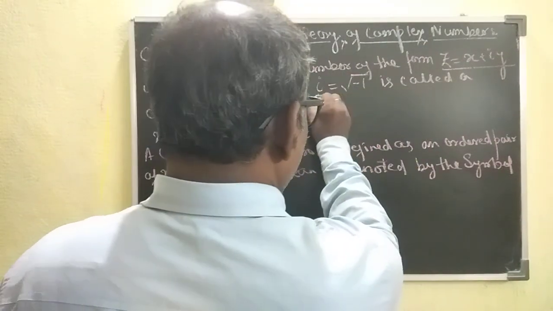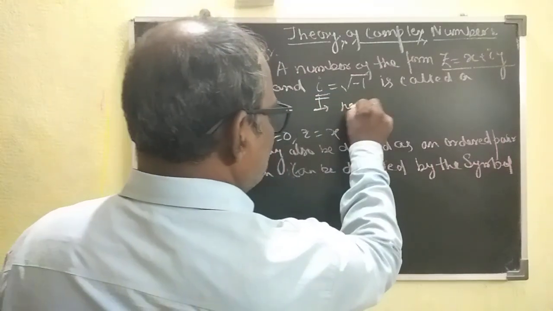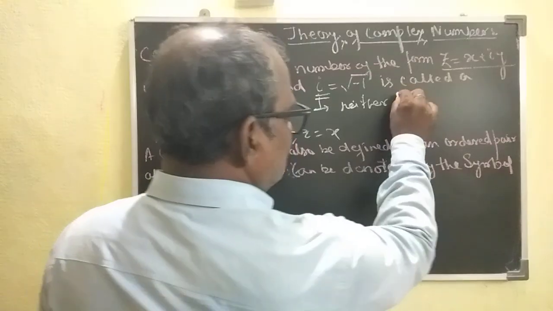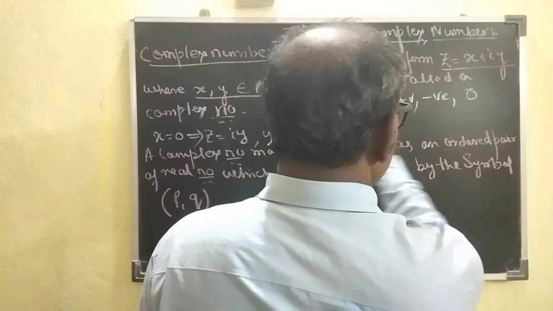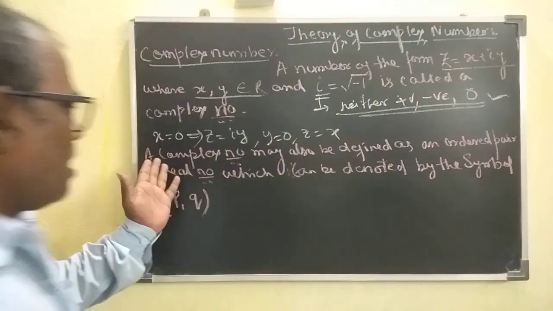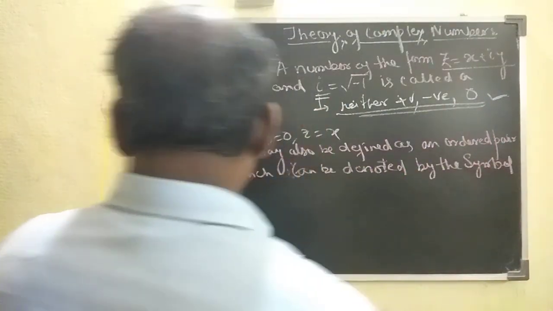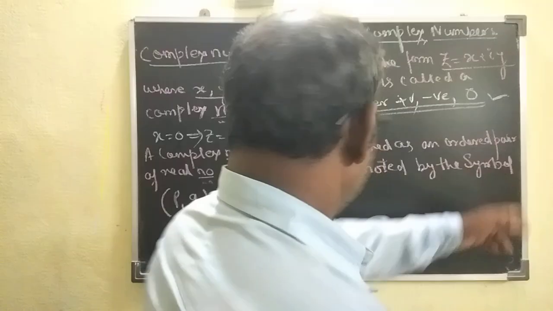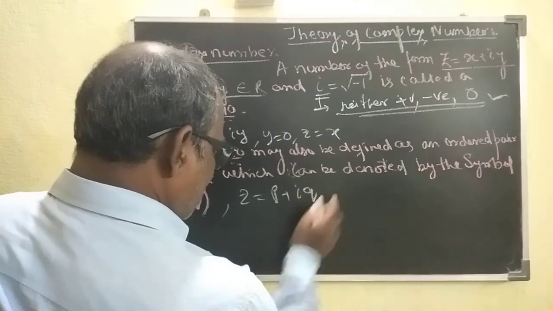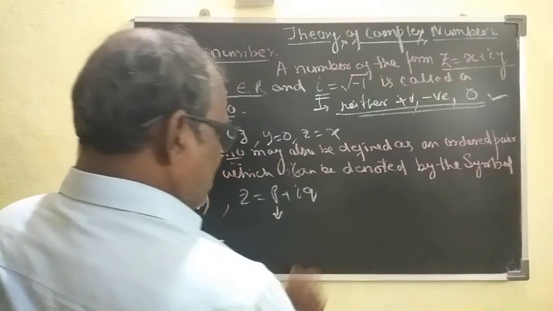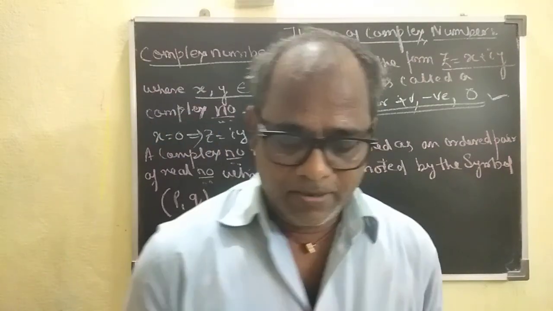And one more term, that is i. This i is said to be iota. Here i is neither positive, nor negative, nor 0. So you must remember this point. Next, a complex number may also be defined as an ordered pair of real numbers in an argand plane, which can be denoted by the symbol (p, q). Here if I write z equals p plus iq, p is the real part and q is the imaginary part, which can be represented in the argand plane.